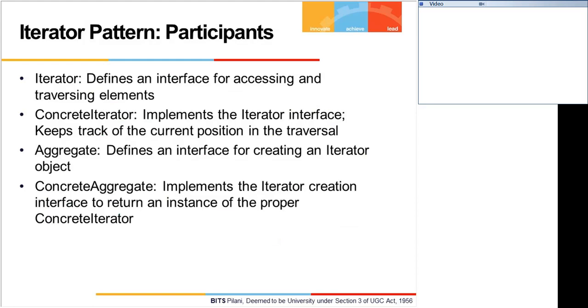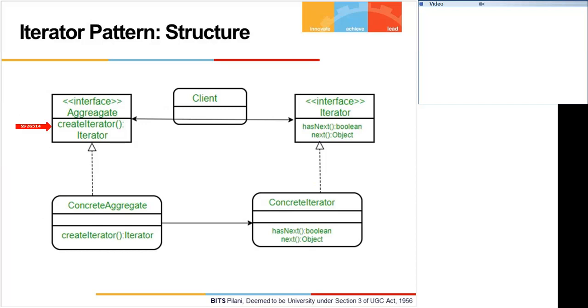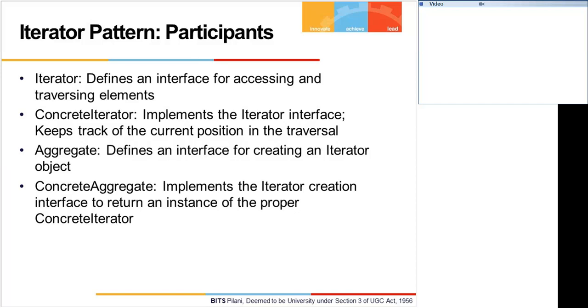So these are the four participants that are there in this iterator pattern. Here's a description of these participants. There is an iterator, which is the interface for accessing and traversing the elements. You have a concrete iterator, which implements the iterator interface and helps you keep track of the current position in the traversal, right? Further, there is an aggregate interface, which defines an interface for creating the iterator object. So we saw just now that my aggregate interface defines a method for creating the iterator object, right? And finally, I have a concrete aggregate which implements the aggregate interface and returns an instance of the concrete iterator, right? So these are the four major participants in the iterator pattern.